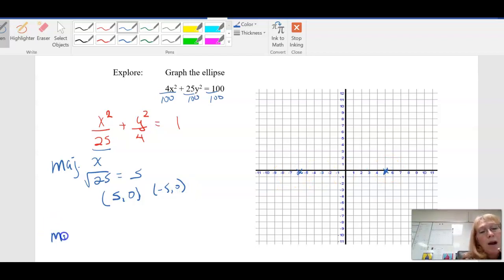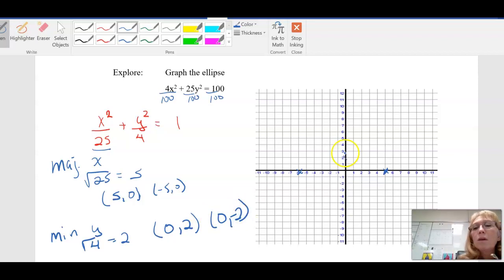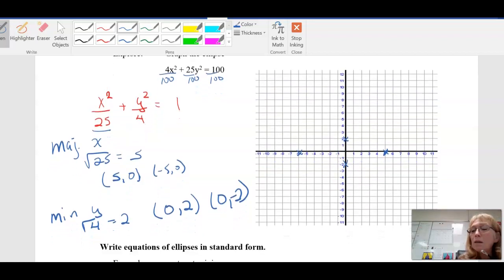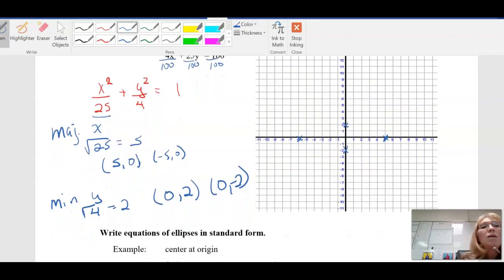Now we do the minor axis, which is the smaller of the two. So this is going to be y this time. Square root of 4 is 2. So we have the y value, which is going to be 0, 2, and 0, negative 2. And we graph those. All right, so right now we have the vertices of my ellipse. Next, you have to find the foci.